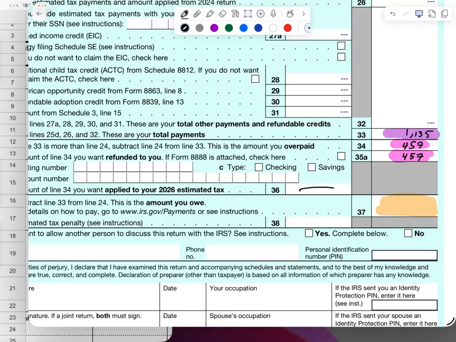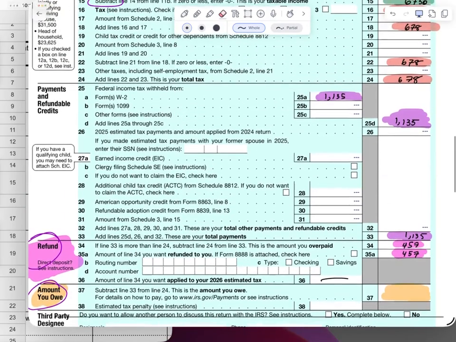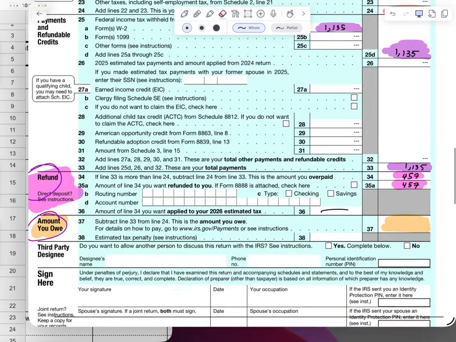Now again, if it was the other way around, if I owed $1,135 and I only prepaid $678, then I would have put it into box 37, and that's where it would go. And then you would sign it off, all that stuff right there, and that's it. But again, I don't need you to do that. In this case, you need to figure out which of these boxes you need to fill in.